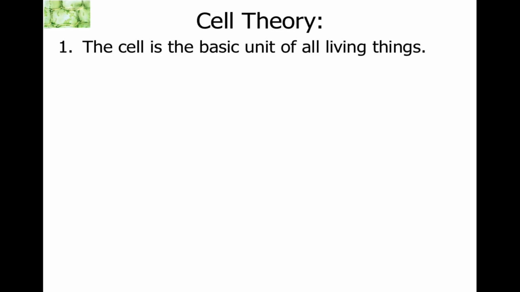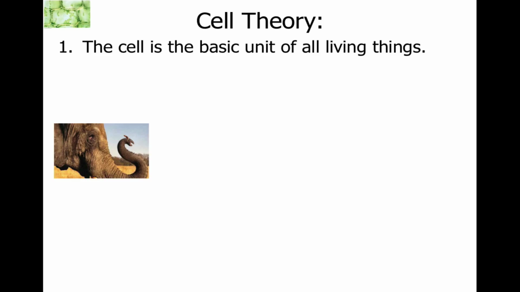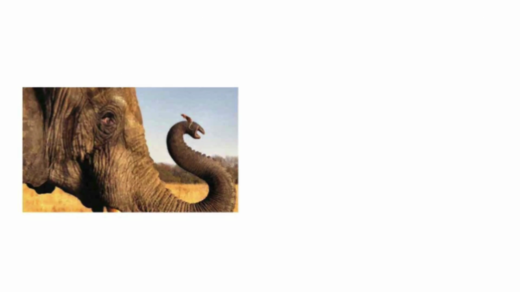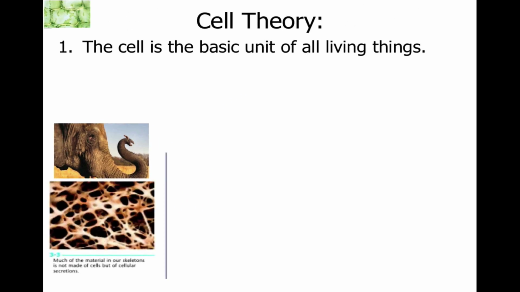So the first principle is that the cell is the basic unit of all living things. Now, all living organisms are made up of cells. That means even single-celled organisms made up of one cell. But even looking at this elephant and mouse, even though they are very, very different in size, their cells are still about the same size. The difference is this elephant is composed of many, many more cells than this mouse, but both organisms are composed of cells.